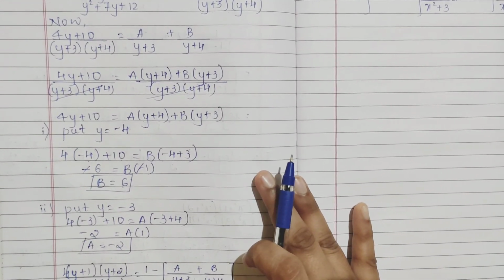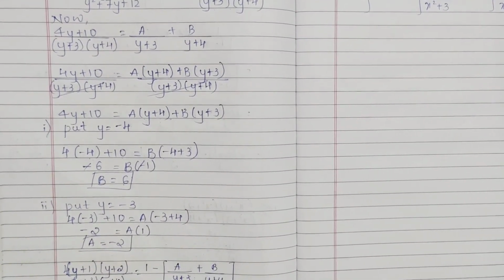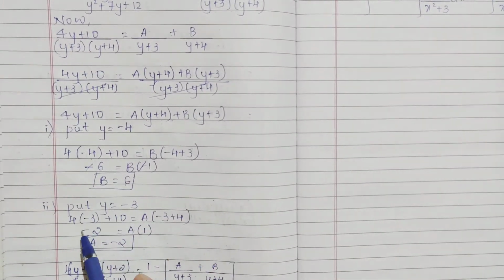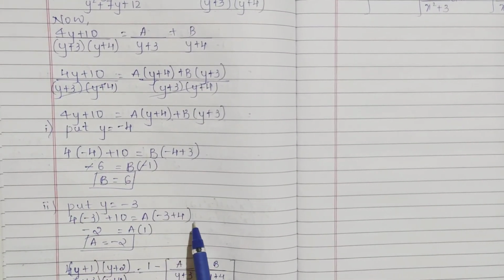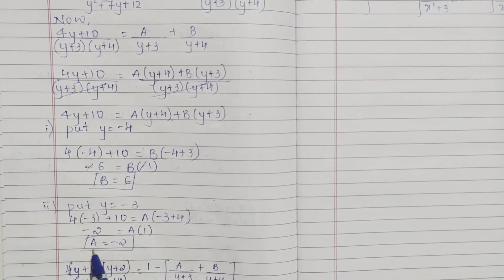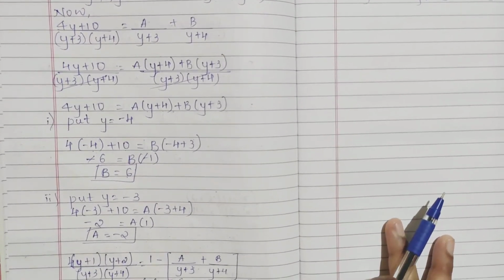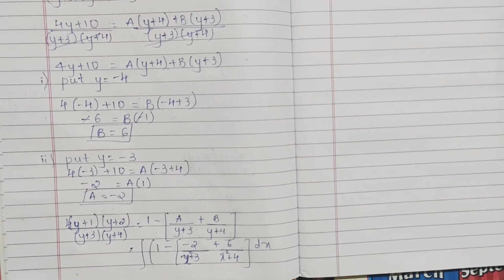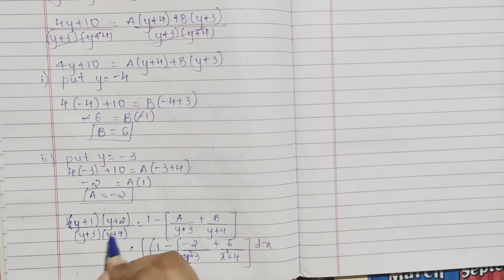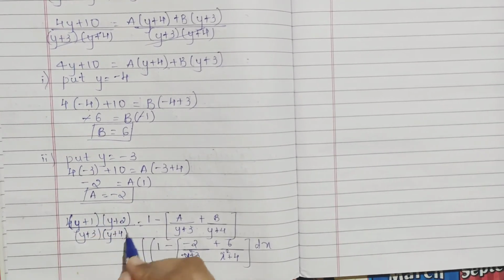Next, put y = -3. When you put y = -3, the b term will be 0. 4(-3) + 10 = a(-3 + 4). So -12 + 10 is -2, and -3 + 4 is 1, so a is -2. Now see, you had (y + 1)(y + 2) divided by (y + 3)(y + 4). For this one you have solved it, right?